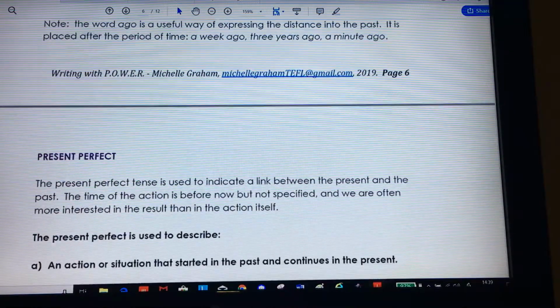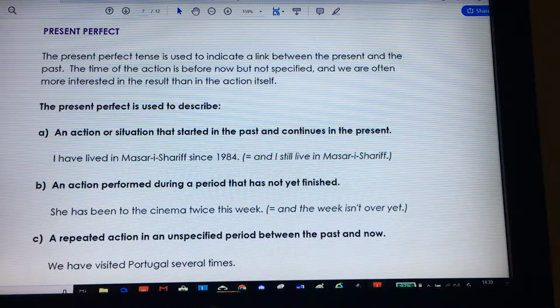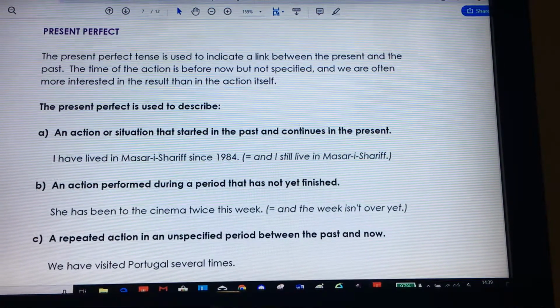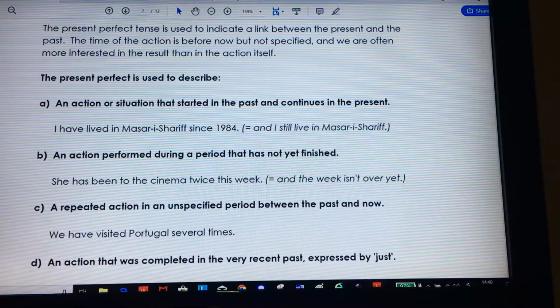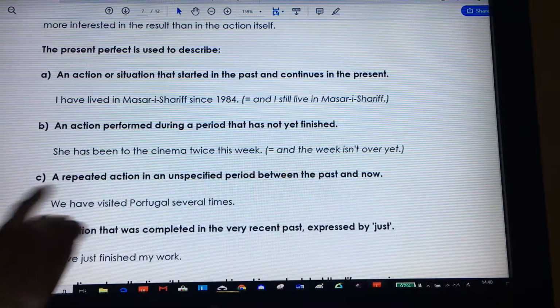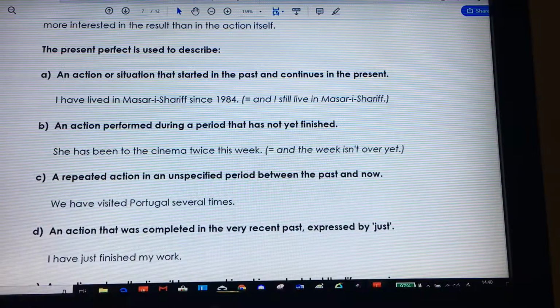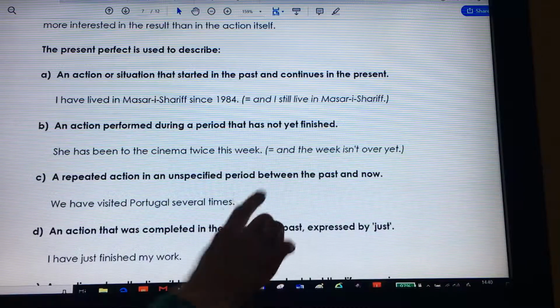And then finally, the last form of the verbs that you'll be using usually is present perfect. And present perfect is very commonly used in English because it is indicating something that started in the past and is continuing up to the present moment. We use the present perfect to describe actions that started in the past and continue to the present, an action that was performed that's not yet finished, or even a repeated action in my life that I've done several times, but I haven't said exactly when I did it.